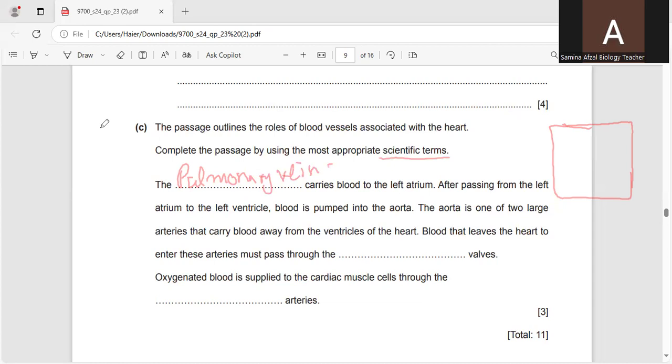After passing from the left atrium to the left ventricle, blood is pumped into the aorta. The aorta will distribute the oxygenated blood throughout the body. So the aorta is one of the two large arteries that carry blood away from the ventricles of the heart. So what is the role of the valves? These valves stop the backward flow of the blood. So blood that leaves the heart to enter these arteries must pass through the semilunar valves.